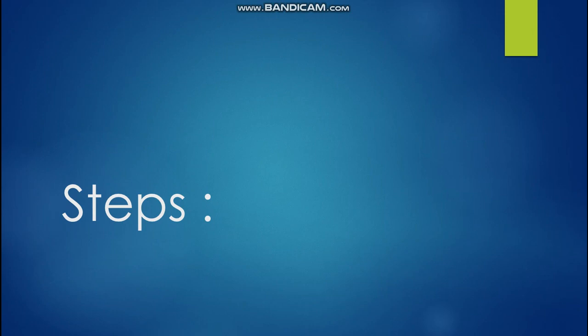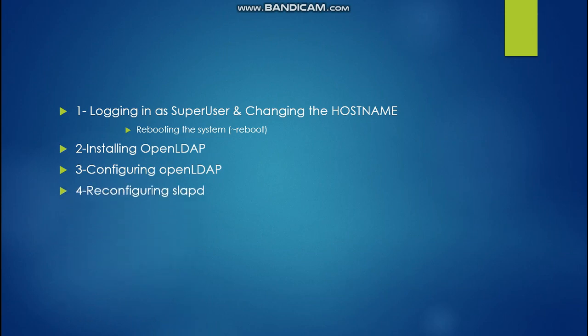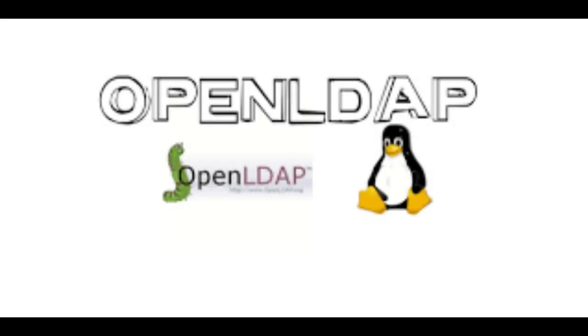So, the steps are as follows. Step 1. Log into root and change the host name. After that, reboot the system. Step 2. Install openLDAP. Step 3. Configure openLDAP. Step 4. Reconfigure the slapd with the updated values. Step 5. Test the openLDAP. And finally, install the php-ldap-admin package. During these steps, you need to do exactly the same as we're going to show you in this tutorial.